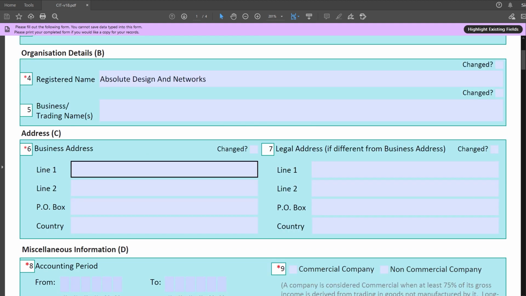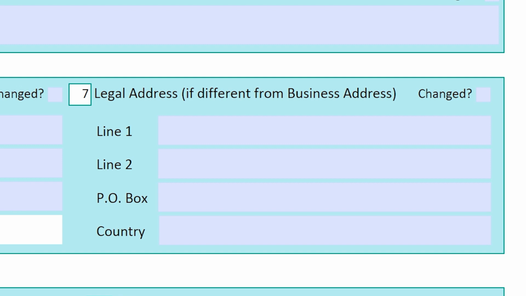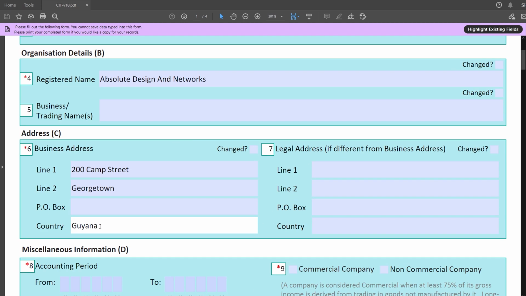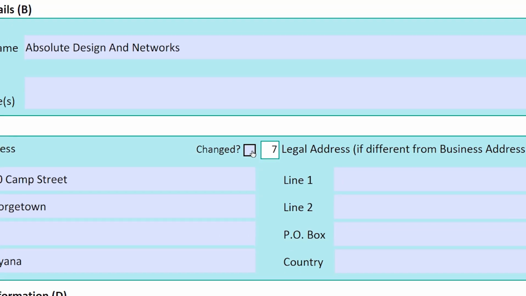Under Section C, Item 6, the preparer must state the address of the business. Enter the address where the actual business operations are conducted in line 6. If the legal address is different from the business address, enter the registered address of the organization, as stated on the certificate from the commercial registry under Item 7. Likewise, if any of the information were changed during this period, tick the changed box.